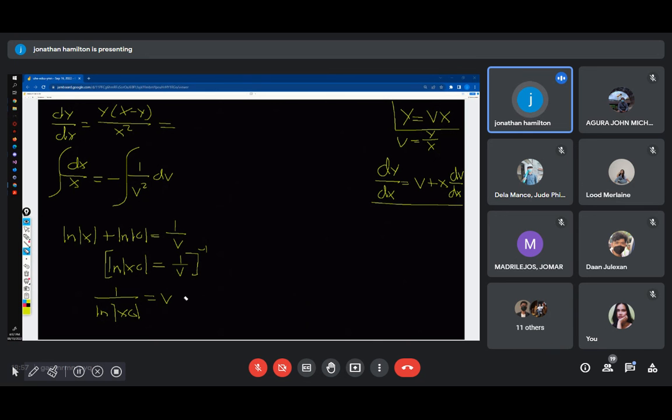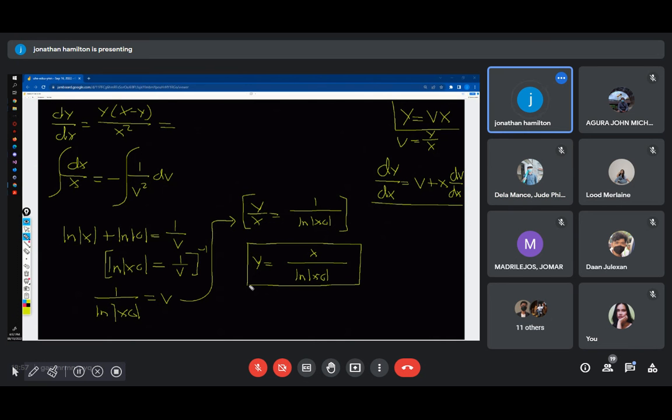So now that we have v, we can substitute our value of v. Over here, we could say y over x is equal to 1 over ln of xc. Multiply both sides by x, and we're left with y is equal to x over ln of xc. Then this will be our final answer.